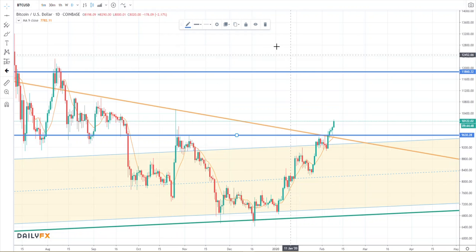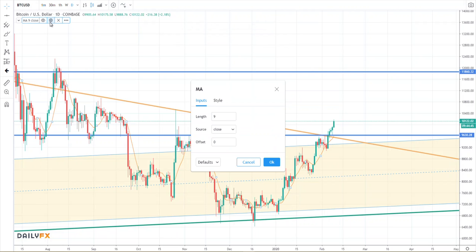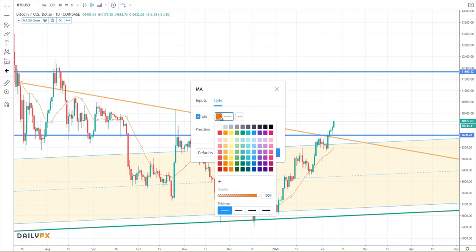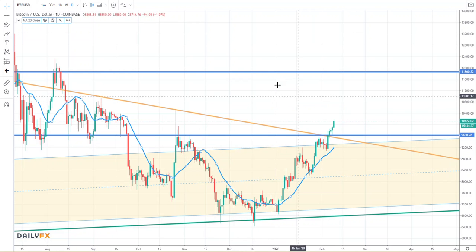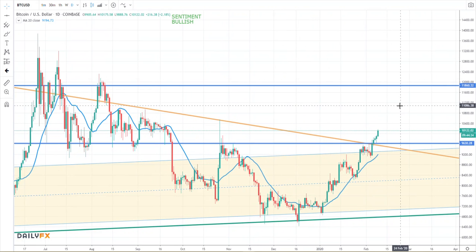Let's put our fast moving average on. We see price moving well above the moving average. We could wait for it to dip back down to 9,600, and that makes for another buy-in.